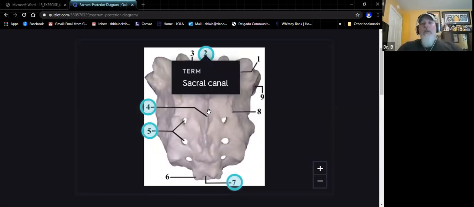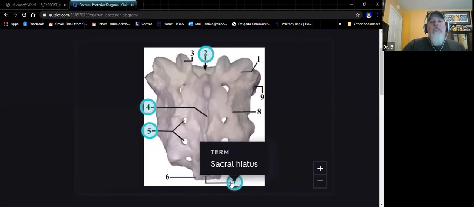Now, those nerves come out at each level of the sacral foramen, but some of them are going to pass down to the coccygeal nerves. The coccyx, your tailbone, would be right off the tip of the sacrum right there. And the opening where that comes out is called the sacral hiatus.